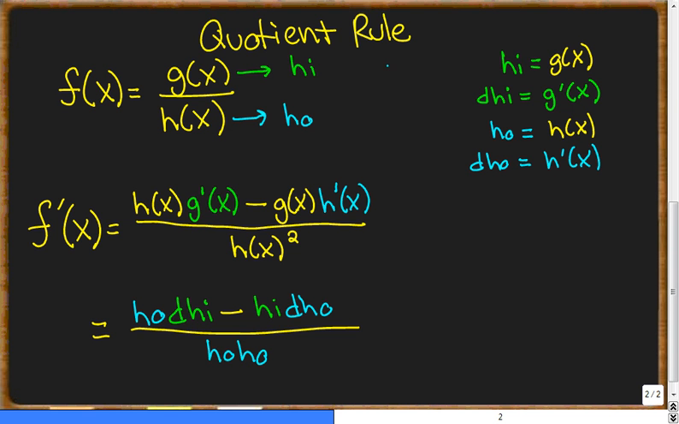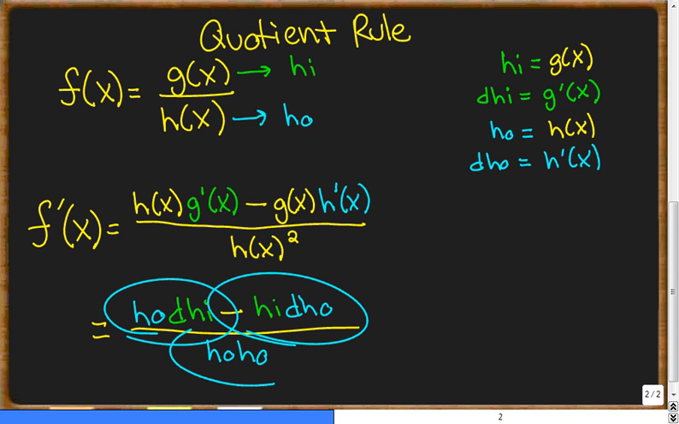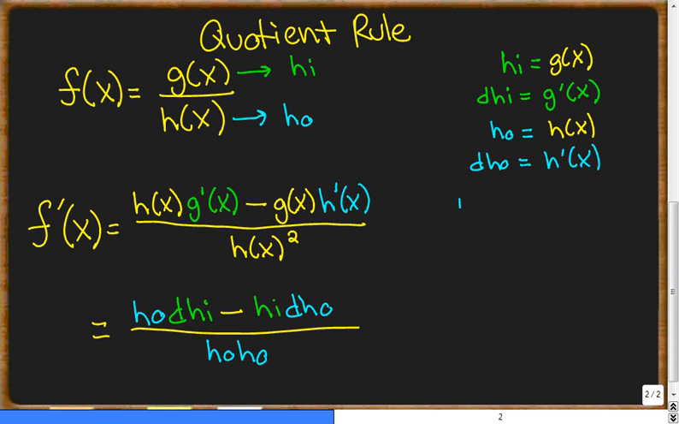It's just easier to remember, hey, our high function is the top one. Our ho function is the bottom one. Well, if I remember ho d high less high d ho over ho ho, then I can remember the order to put them in. You just have to decide what the derivatives are of each individual function and then put them together. Then the rest after that is just algebra.